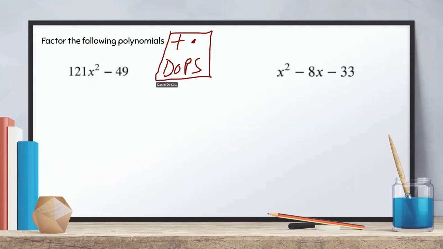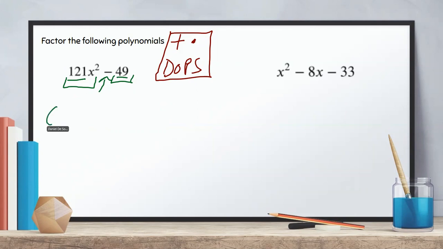So when we're looking at the following two questions, let's try to figure out which method we're going to use. So looking at the first question, I see that there are two terms. Automatically, I'm going to start to think this is a difference of two perfect squares. It's in the name. But let's be a little bit more specific. I know 121 is a perfect square because 11 times 11 is 121. And I know 49 is a perfect square because 7 times 7 is 49. And there's a minus sign in between. So this is a difference of two perfect squares.